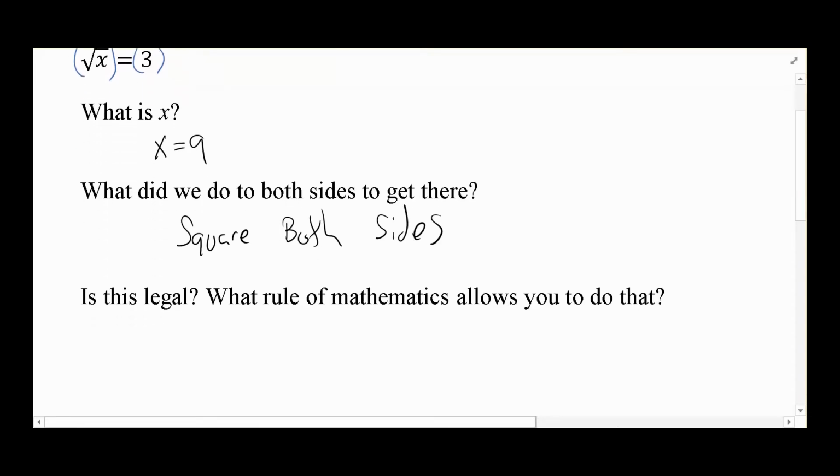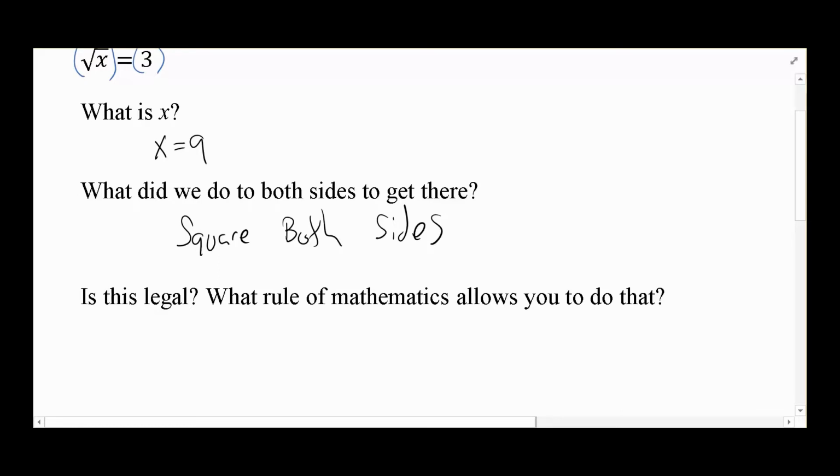And so that begs the question, am I allowed to do that? Is that legal in math? Are we allowed to square both sides? Well, it seems like maybe sure. But if I ask you to tell me the specific rule that allows that, well, we've got the addition property of equality that says you're allowed to add the same thing to both sides. We have the multiplication property of equality that says you're allowed to multiply the same thing to both sides. But we don't actually have a rule that says you're allowed to do whatever you want to both sides. There is no such rule.